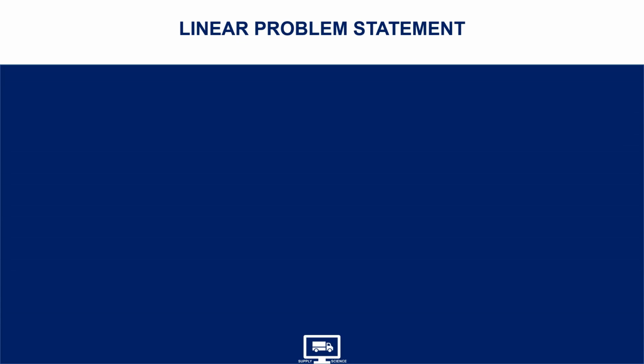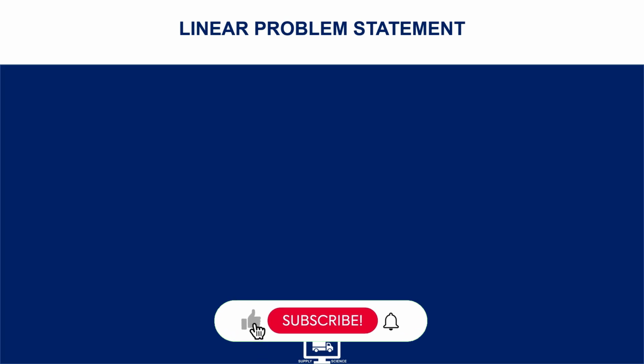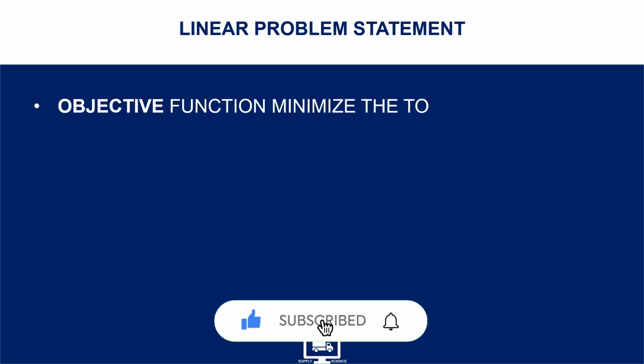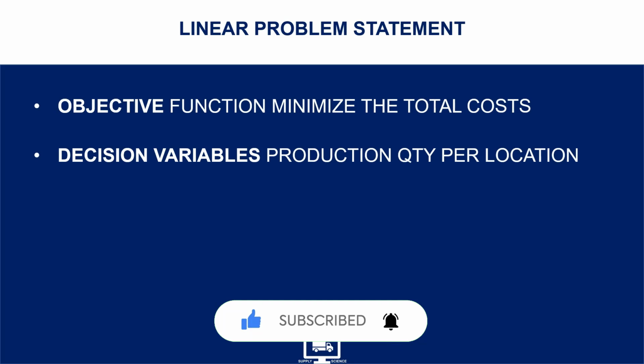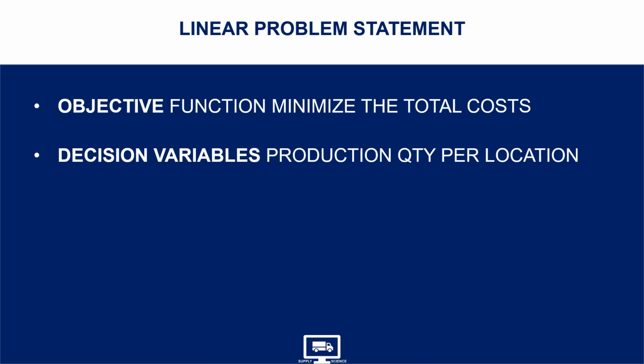So, let's formulate the problem. Your objective function is the total cost of production. We want to minimize it. Decision variables are Boolean variables allocating production facilities to each location. For instance, high capacity or low capacity or no capacity. Then you have the constraints.